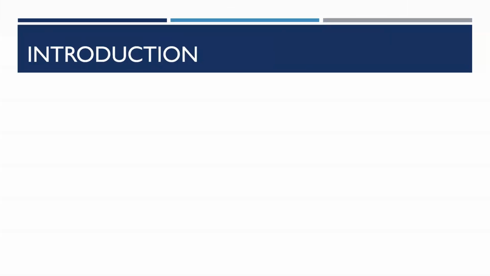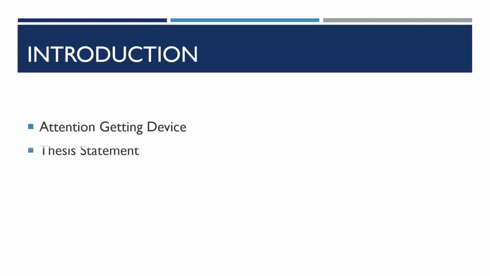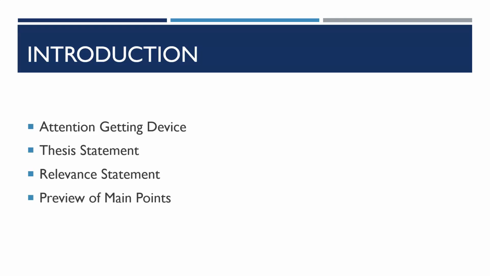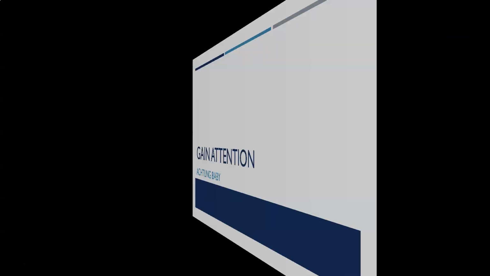So the first part that every speech has is the introduction, and there are 4 elements I'm looking for, and those are 4 elements that really make for a good speech. The first is an attention-getting device. We'll talk about that just a little bit more in a moment. Then a thesis statement, where you articulate in a single clear statement what should be in the speech, a relevance statement, and a preview of main points. So those are the 4 elements of an introduction. Now let me go in depth a little bit more on each one of those.